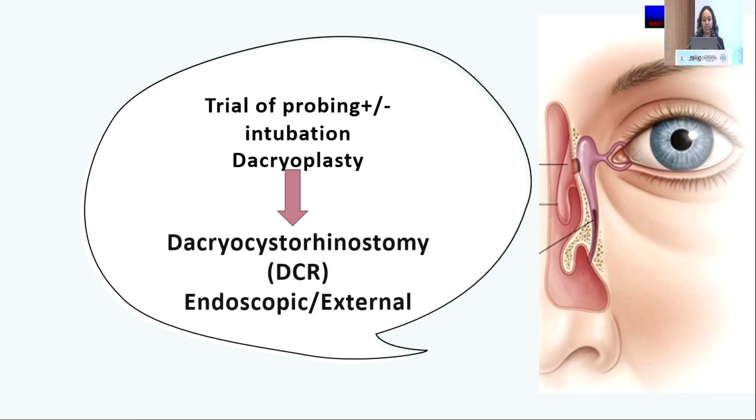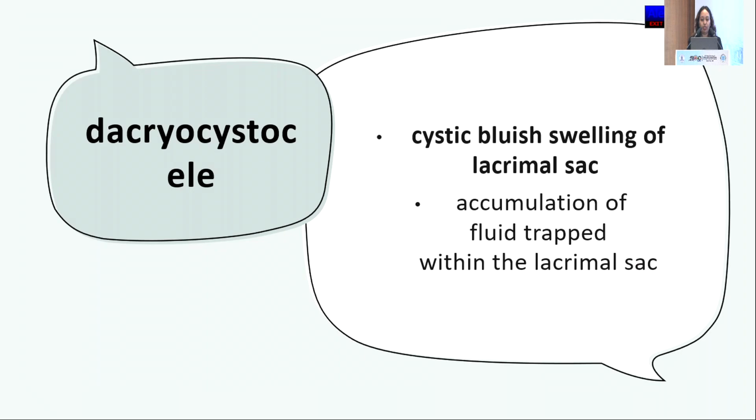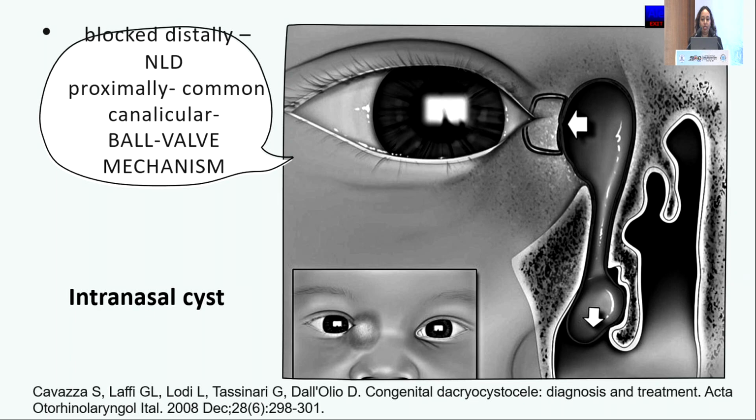This is a 20-day-old baby with a well-defined cystic swelling in the medial canthal area. This is a case of dacryocystocele, where there is a cystic bluish swelling of the lacrimal sac and accumulation of fluid because of the ball valve mechanism. There is a block in the NLD and also a functional block in the common canalicular area, producing a cystic swelling of the lacrimal sac and also an intranasal cyst. The intranasal cyst can be either small or large. If it is large, it will produce breathing difficulties. So we have to rule out intranasal cyst in all cases of dacryocystocele.